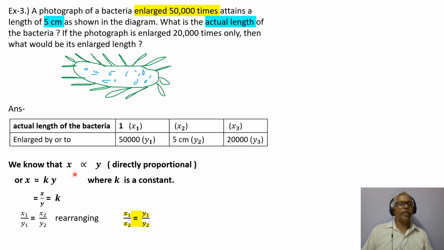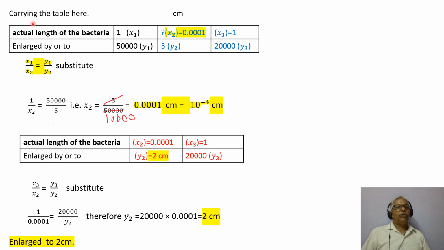So we know that x is directly proportional to y, or x equal to ky. This you know by this time. x1 upon y1 equal to x2 upon y2, and rearranging this finally we get x1 upon x2 equal to y1 upon y2. So we continue these calculations on the next slide. Okay, continuing with the problem from the last slide, I have copied the table here.